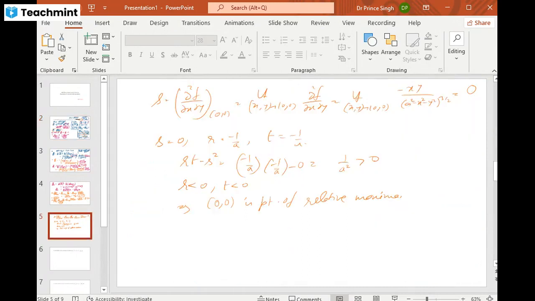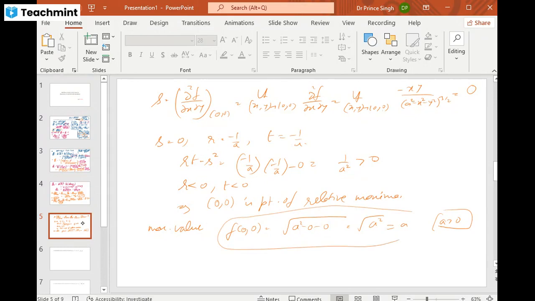So what do we conclude here? That (0, 0) is the point of maximum. And what is the maximum value? The maximum value of the function is f(0, 0). This is the square root of a² minus 0 minus 0, which is the square root of a², and this is a because a is already positive. So this is the maximum value of the function. Okay, so this is the first problem we have discussed.